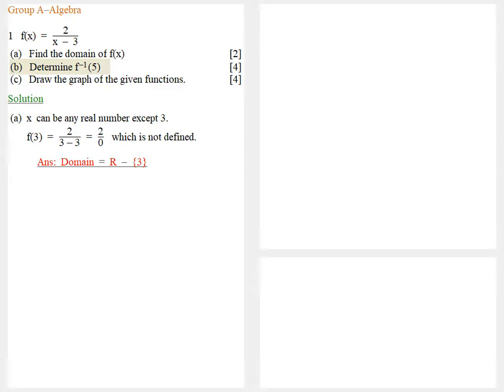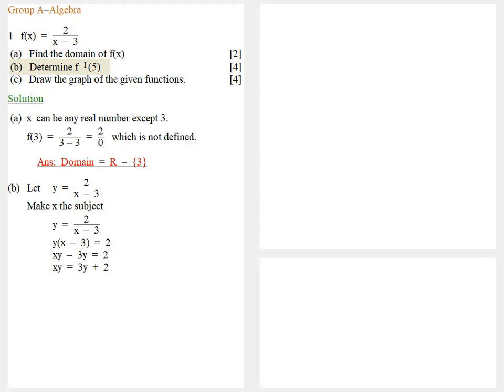In part B, we're asked to determine the inverse function of 5. Well, one way to do it is to actually work out what the inverse function is. What we have is y = 2/(x - 3), and we want to make x the subject of the equation. So y = 2/(x - 3), multiply both sides by x - 3: y(x - 3) = 2. Expand the brackets, so xy - 3y = 2. Get all the terms with x on one side and the rest of the terms on the other.